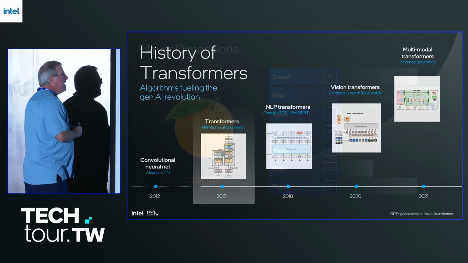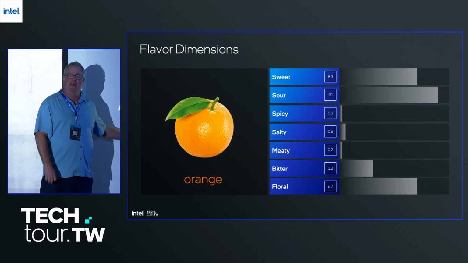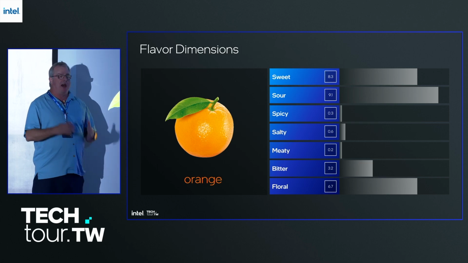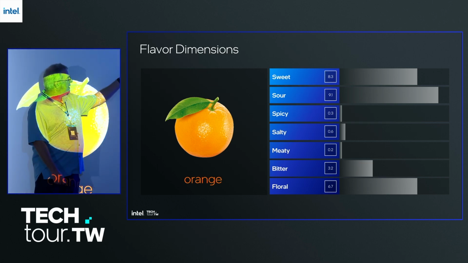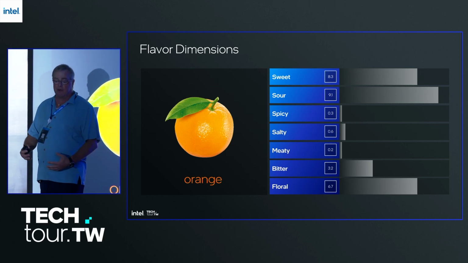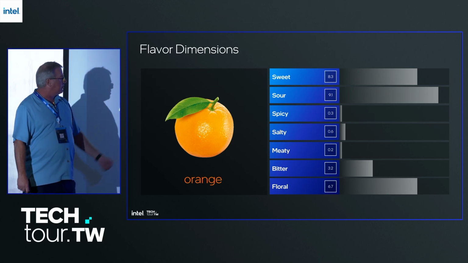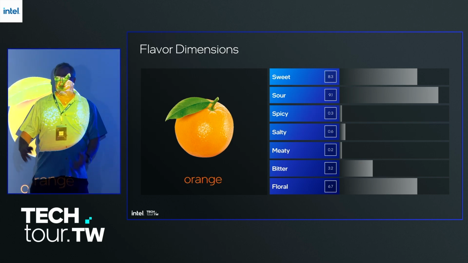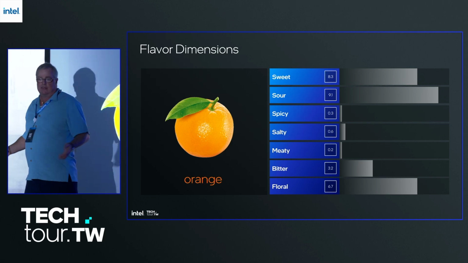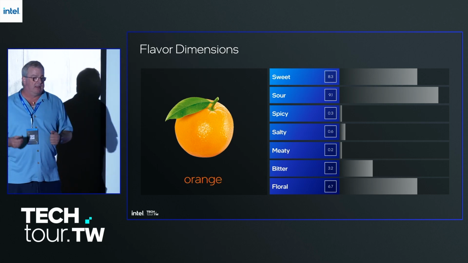Here we go. I'm going to start simple. This is an orange. Okay? Now, when I think about an orange, I think about the characteristics of that orange. It might be sweet, might be sour, might be spicy, salty, whatever. Let's say I have 7 characteristics. I'm going to give it a score for every characteristic. Everybody understands that, right? It's just like, what is this thing? It's got different characteristics, no big deal.